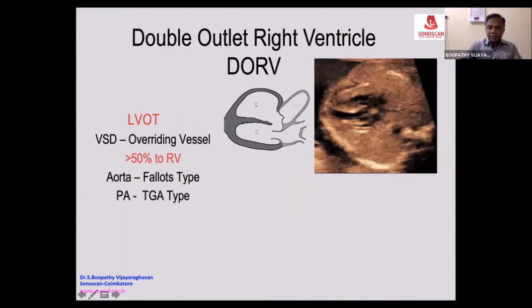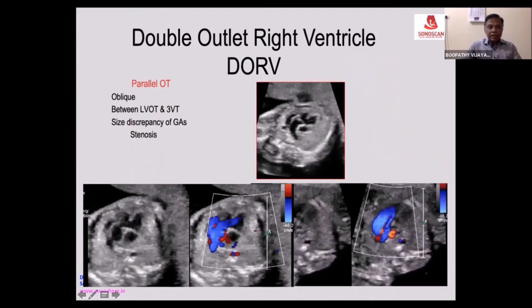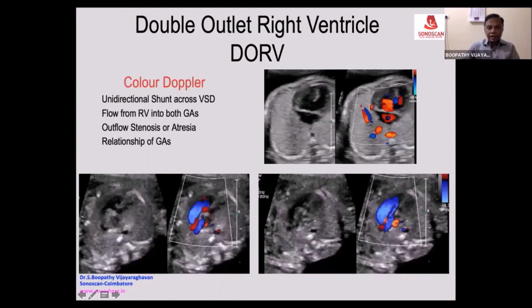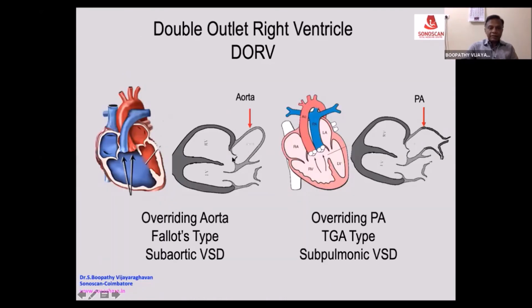Here the VSD is with an overriding aorta, but more than 50% of the aorta is related to the right ventricle. So that is the Fallot type. And then you see the parallel outflow tract when you do an oblique scan, as I said, on rotation. There may be a right aortic arch, or you will see a single great artery with the right ventricle. There will be a unidirectional shunt across the VSD. Here it is red, it's overriding, and the aorta is connected more than 50% to the right ventricle. That is the Fallot type.